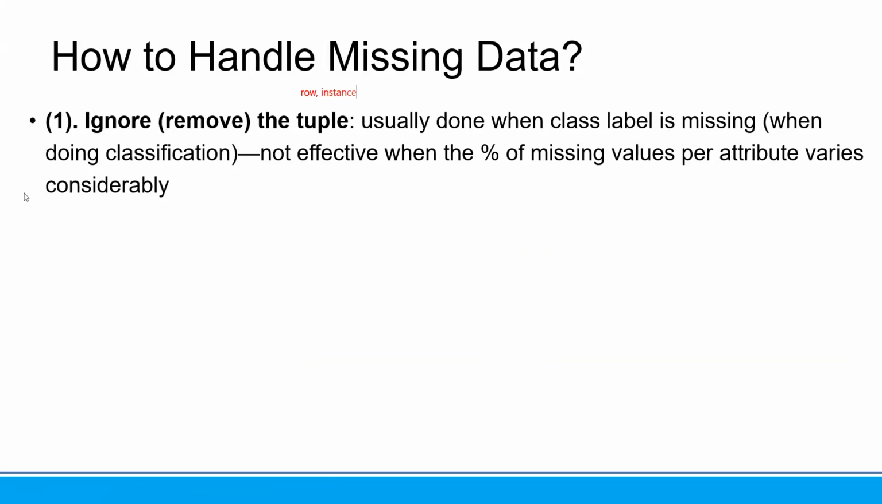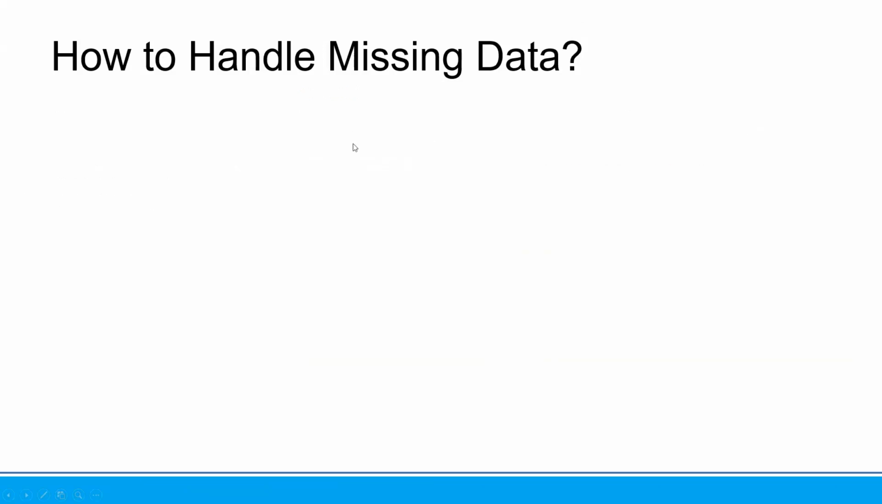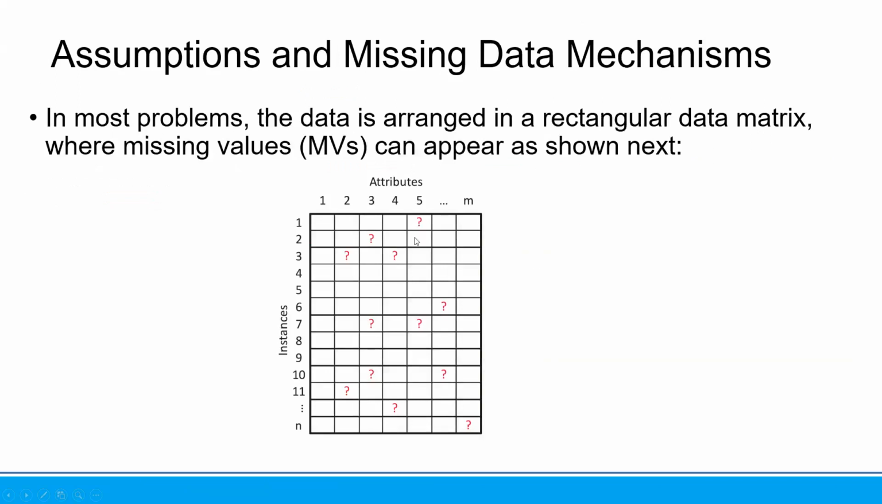It is mentioned that it is not effective when the percent of missing values per attribute varies considerably. If there are missing values like this, it is not effective because we will delete most of the rows. In this case, we will delete row number 1, row number 2, row number 3, number 6, number 7, 10, 11, 12, and 13. So we will delete many rows.